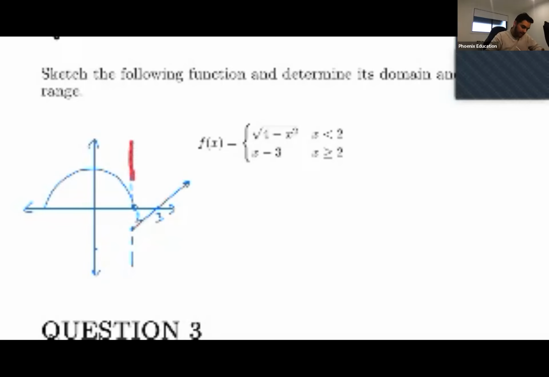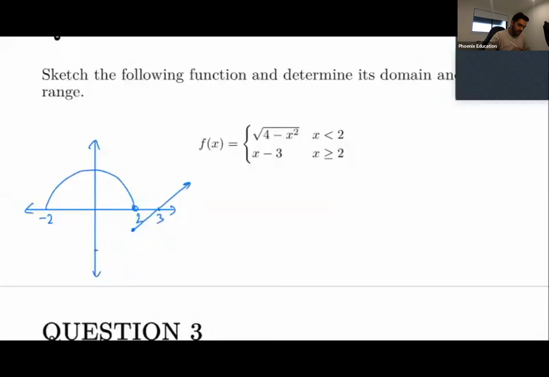Let me get rid of this boundary. I've also put a closed circle here because this line includes the point 2. And this is what my piecewise function will look like. One last thing that I'll do is put in the intercepts for the circle, and this is the final graph. Now we need to work out its domain and range.